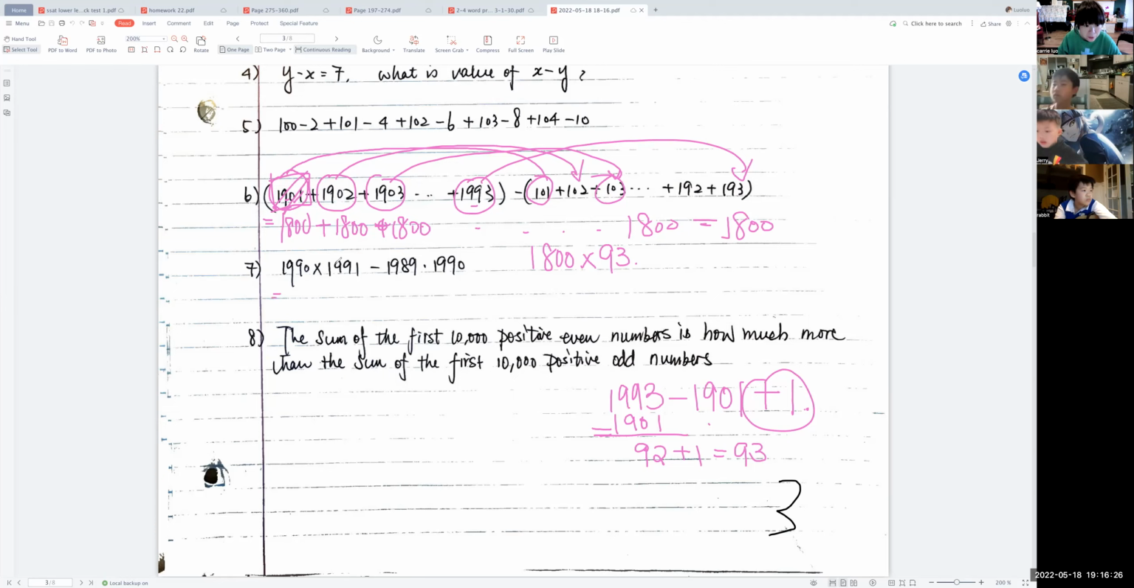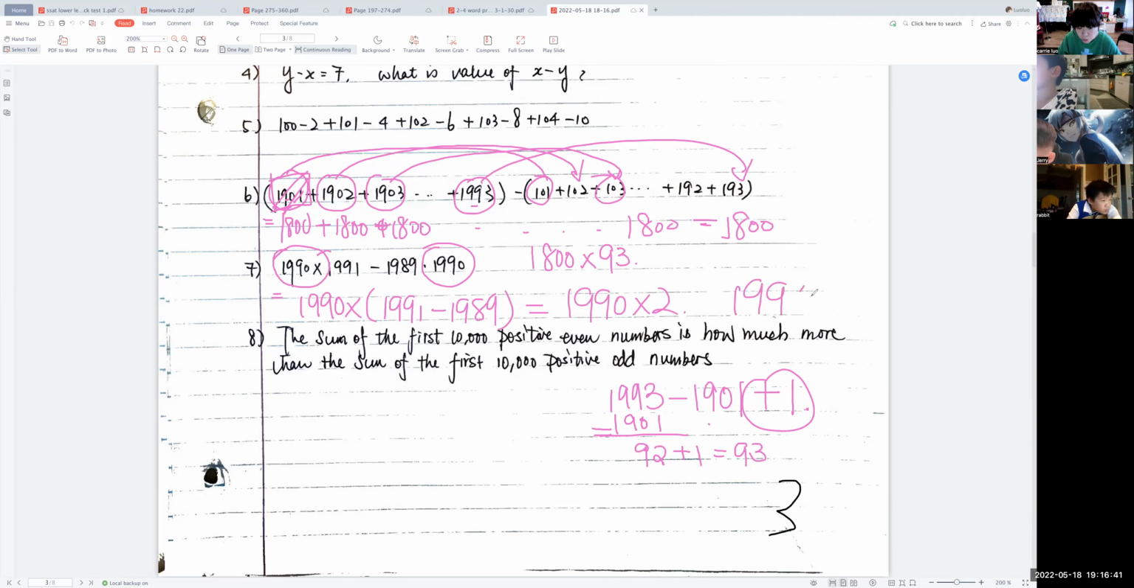Okay, so let's take a look at this one. So 1990 and 1990 is here. So 1990 times 1991 minus 1989. So it's 1990 times 2, not 1991 times 2. So everybody, if you want to make sure you never make any mistakes, just copy your teacher: circle the number that has the same part. Then you won't make any mistakes.